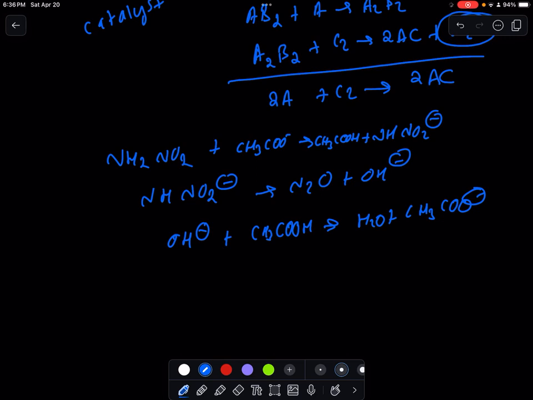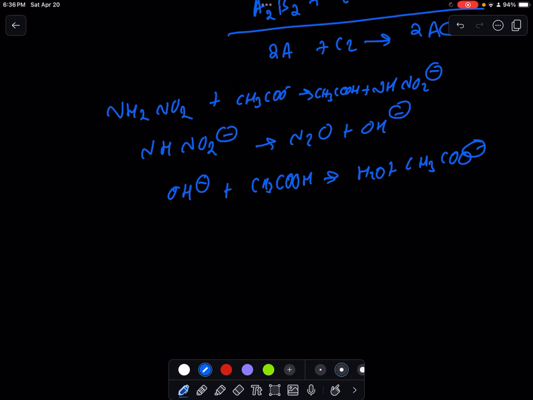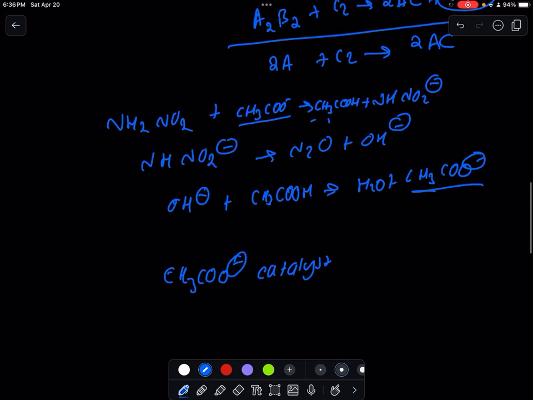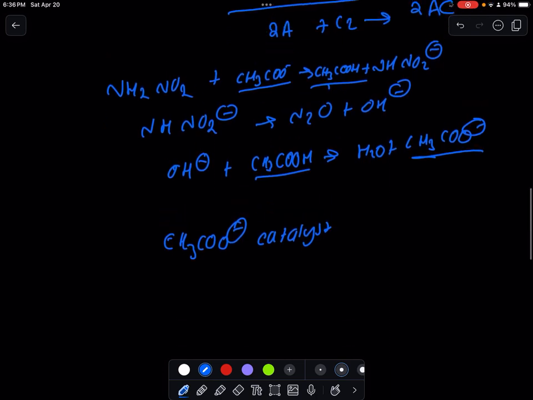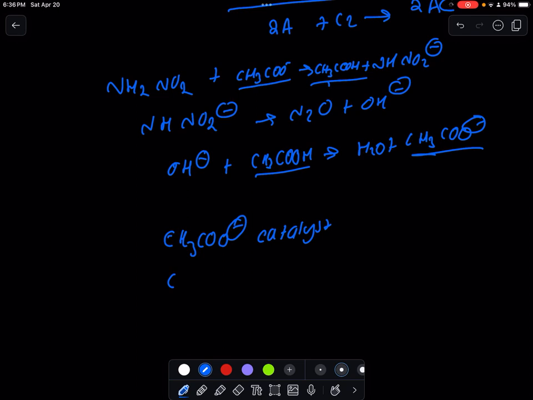Okay. Let's see what happens. So, in this reaction, we have this species. It's produced here and it's consumed here and produced here. So CH3COO minus is our catalyst. Nice. What about CH3COOH? Well, it's produced and it's consumed at the end. So that is an intermediate.